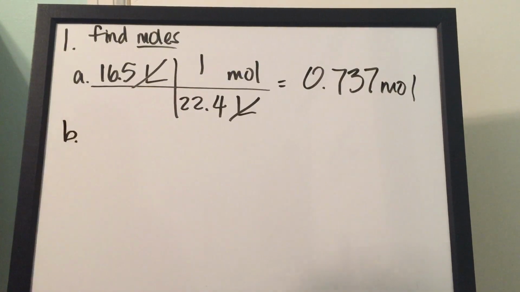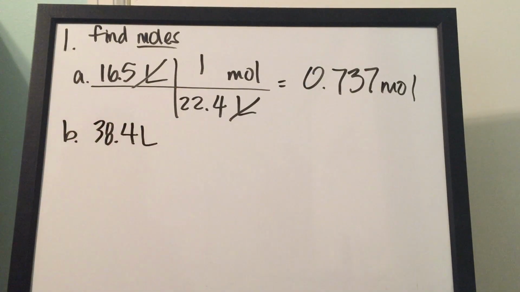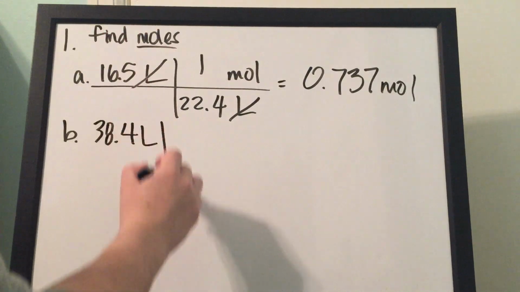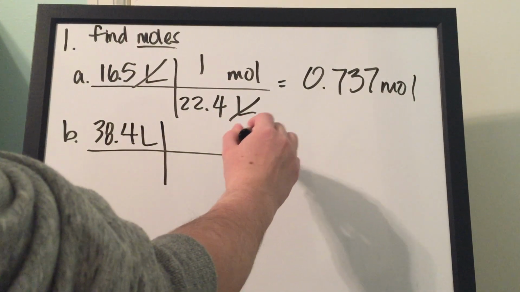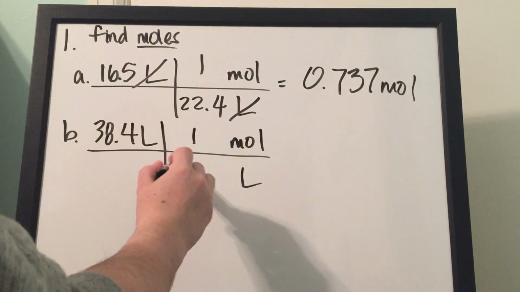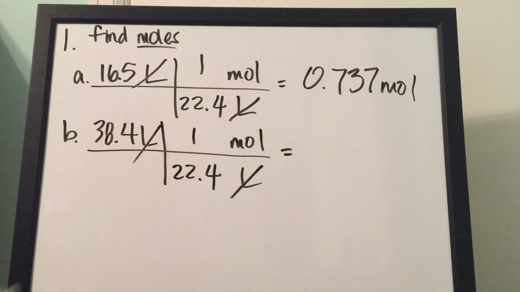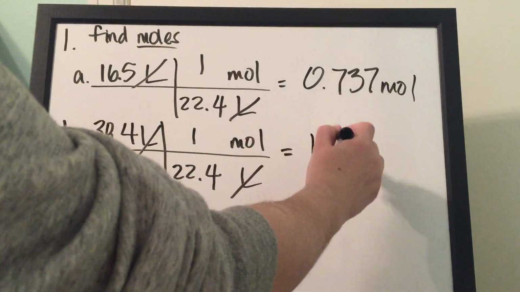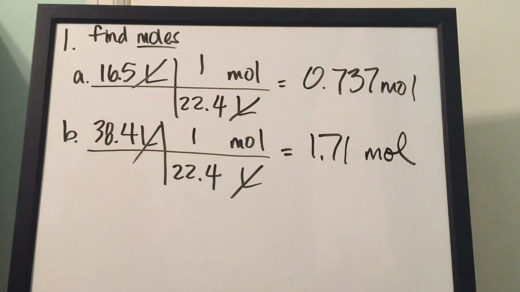B, a very similar problem, 38.4 liters of helium. We want to find moles. So again, it's the same exact setup. Liters on the bottom, moles on the top. 1 mole, 22.4 liters. My liters are gone, leaving me only moles in my answer. To 3 sig figs, 1.71 moles would be that answer to 3 sig figs.